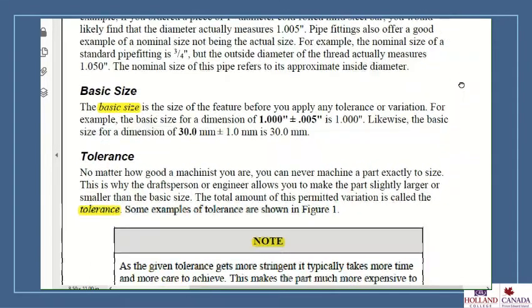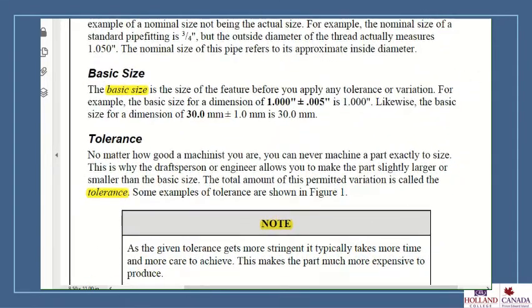Basic size. The basic size is the size of the feature before you apply any tolerance or variation. For example, the basic size for a dimension of 1.000 inches plus or minus 0.005 inches is 1.000 inches. Likewise, the basic size for a dimension of 30.0 millimeters plus or minus 1.0 millimeters is 30 millimeters.